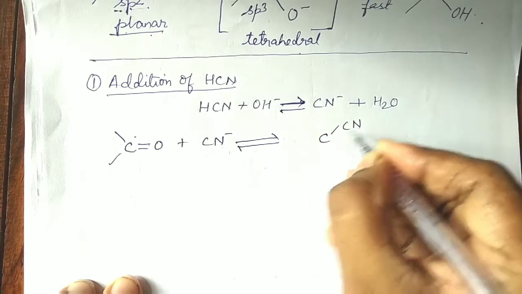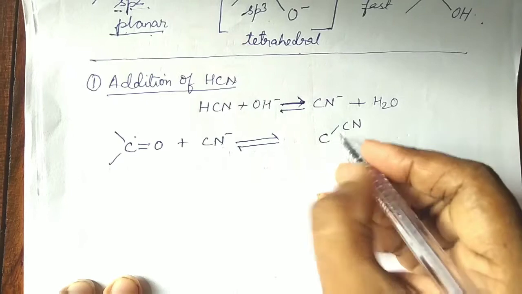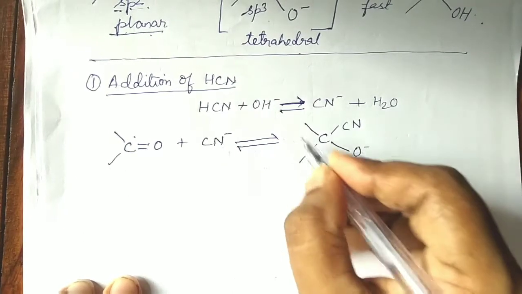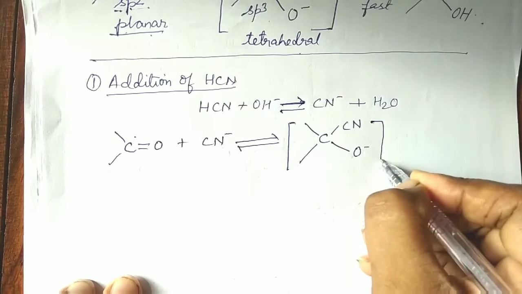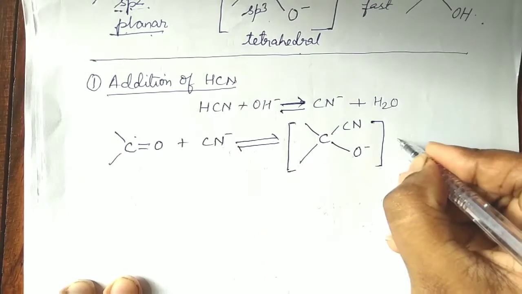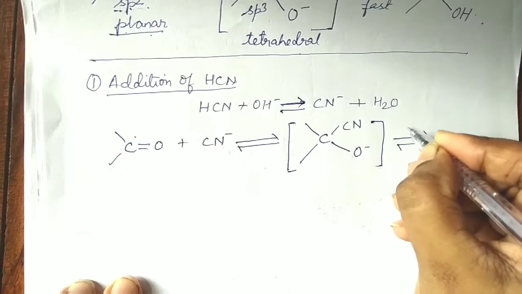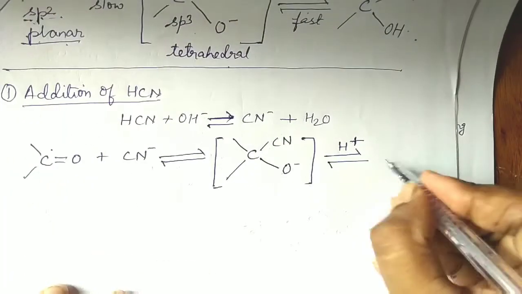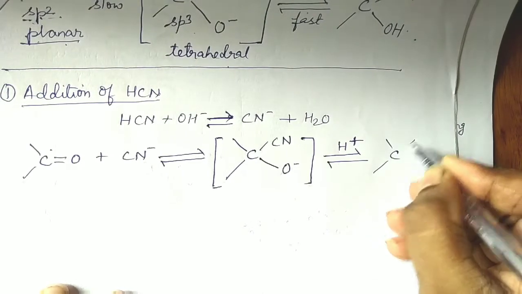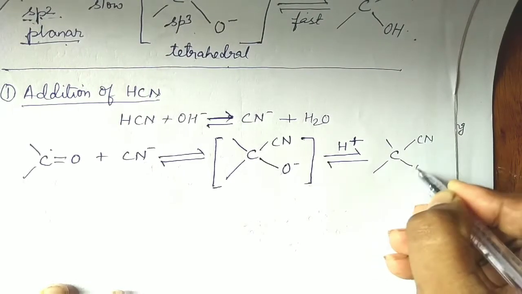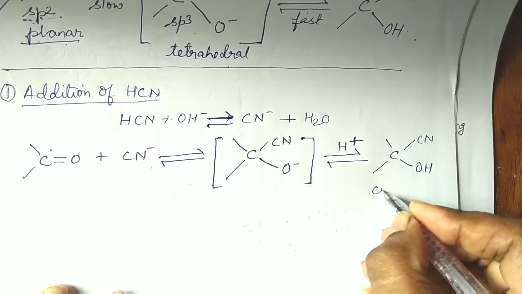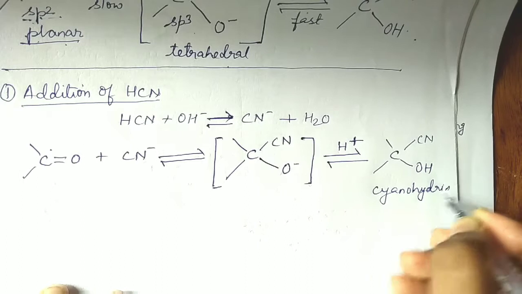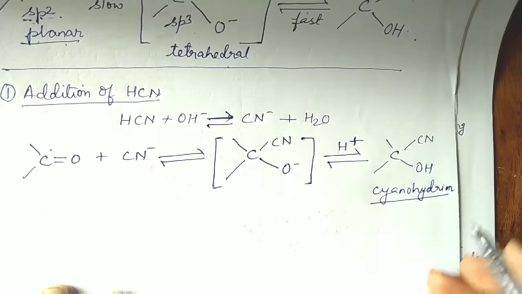Cyanide will be added to the carbon with the positive charge. O will remain, and an alkoxide ion is formed. This is the intermediate alkoxide ion. Now this will again take up the proton from the medium, and the product will be formed, and this is known as cyanohydrin. Cyanohydrin is the product formed.